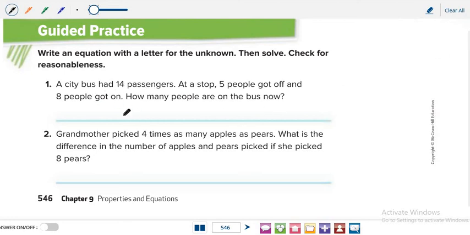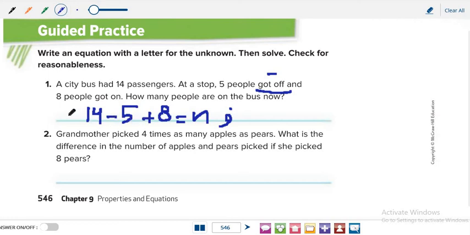Again, a city bus had 14 passengers. At a stop, 5 people got off. Got off here suggests to subtract. So, subtract 5 people. 8 people got on, and this suggests to add. So, plus 8 equals the unknown. We can use any letter, like N. Now, we need to find the unknown. Since we have 2 operations, minus and plus, we need to start from the left to the right. So, 14 minus 5 equals 9. And 9 plus 8 equals 17. So the unknown is 17 people.